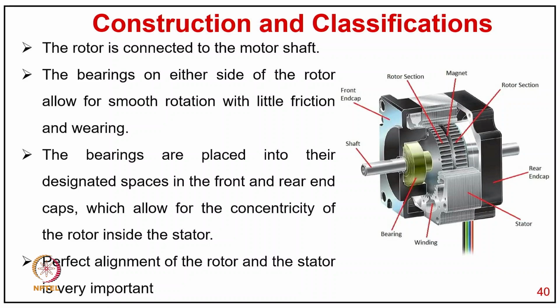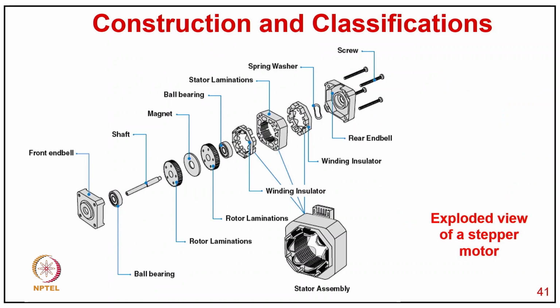The rotor is connected to the motor shaft. The bearings on either side of the rotor allow for smooth rotation with little friction and wear, and the bearings are placed into their designated spaces in the front and rear end caps, which allow for the concentricity of the rotor inside the stator, and perfect alignment of the rotor and stator is quite important.